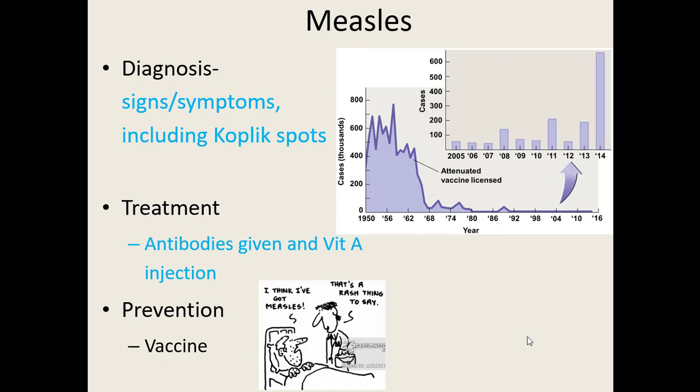Otherwise, best prevention is we have a vaccine. It's the MMR vaccine. It's the M of measles, mumps, and rubella vaccine. It's pretty effective, and when enough people get vaccinated, we can really see the big decrease in number of cases of measles. However, we are starting to see that uptick in the number of measles cases every year.